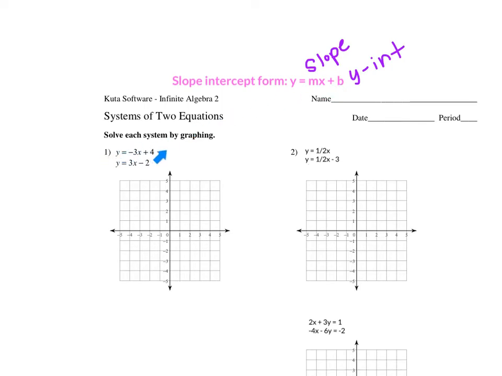So looking at my first equation, my m is going to be the negative 3, my b is the 4. So begin with b, begin with 4. 4 is my y-intercept. I put it on the y-axis, which is the vertical axis. And then we're going to move like m.